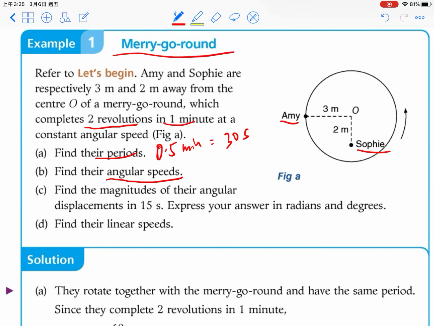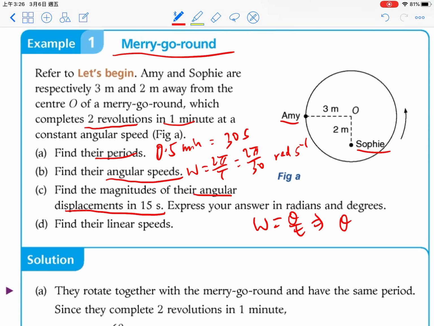Find the angular speed. Angular speed omega, okay? Omega equal to 2 pi over T. So they have the same period, right? So it will be 2 pi over 30. Okay, the unit is radian per second. Find their angular displacement in 15 seconds. So you have the equation omega equal to theta over t. So we have theta equal to omega t. Okay, angular displacement means theta.